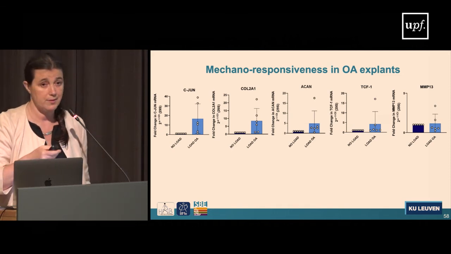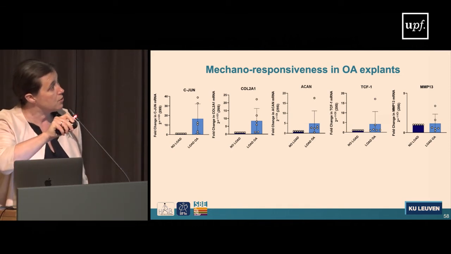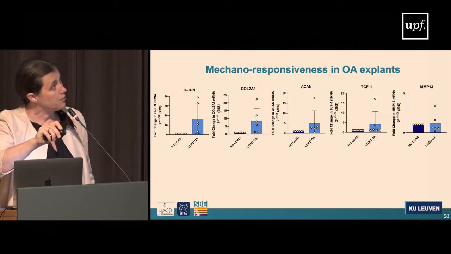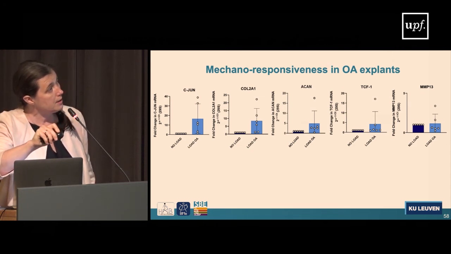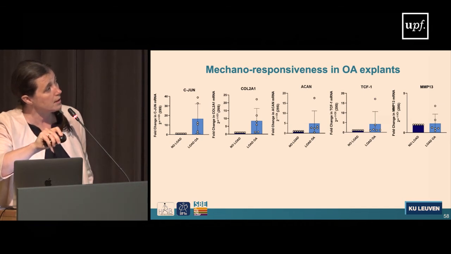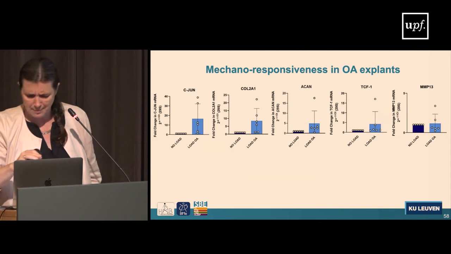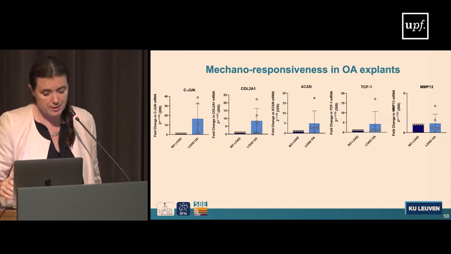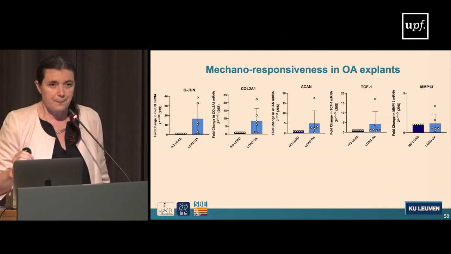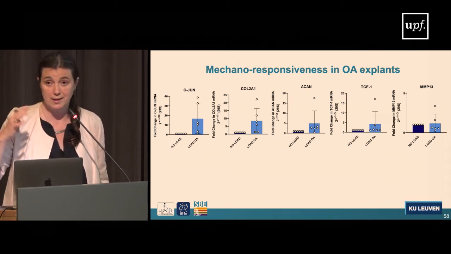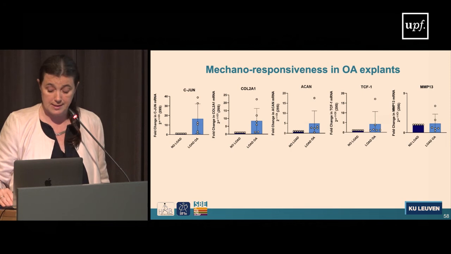You load the explant, you see upregulation of C-Jun, so we are doing something mechanically. We see upregulation of COL2, ACAN. We see that there is a change in TCF1, one of the genes related to Wnt signaling, and there is also a change in MMP13 here, which we probably don't want. But if you look at the spread of the data, I think this is biology speaking, we see quite a spread in each of these explants.